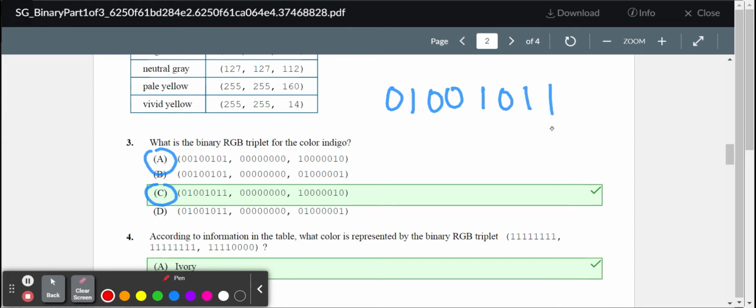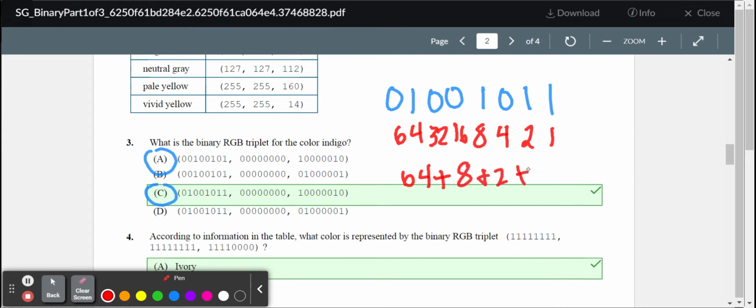So remember, this is 2 to the 0 power. So this is the ones category. 2 to the first power, 2. This is 4, 8, 16, 32, 64. So I have a 1 at 64. So 64 plus an 8 plus a 2 plus a 1. So what does that equal?